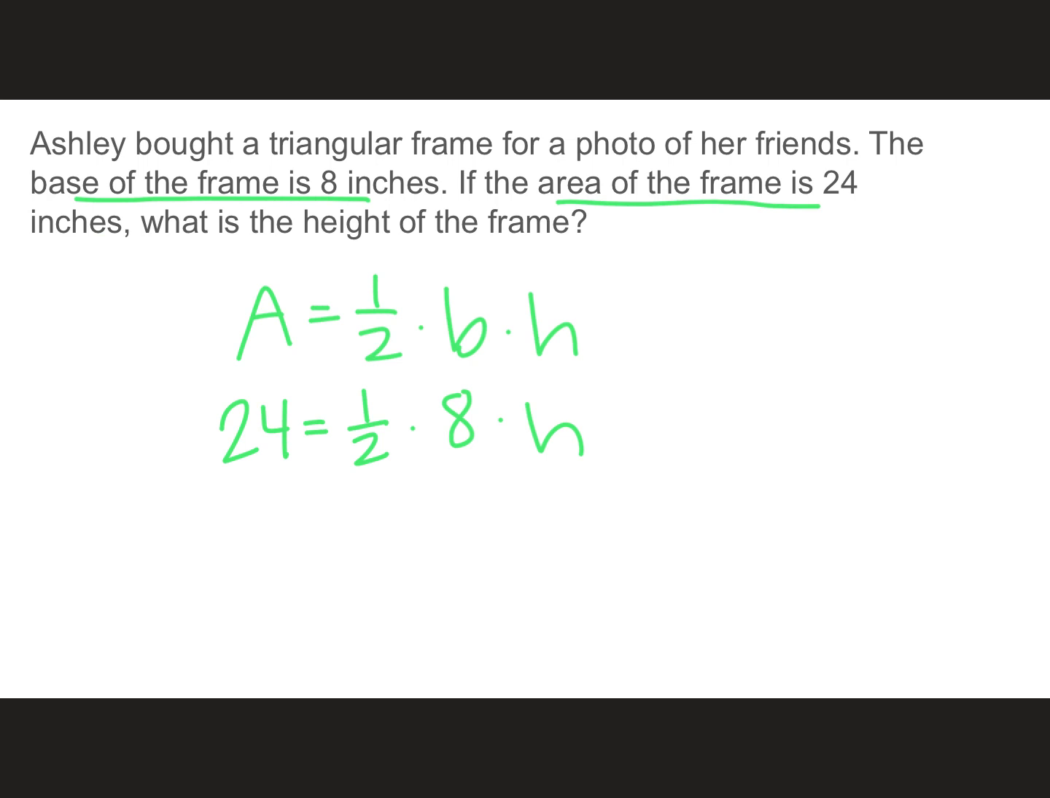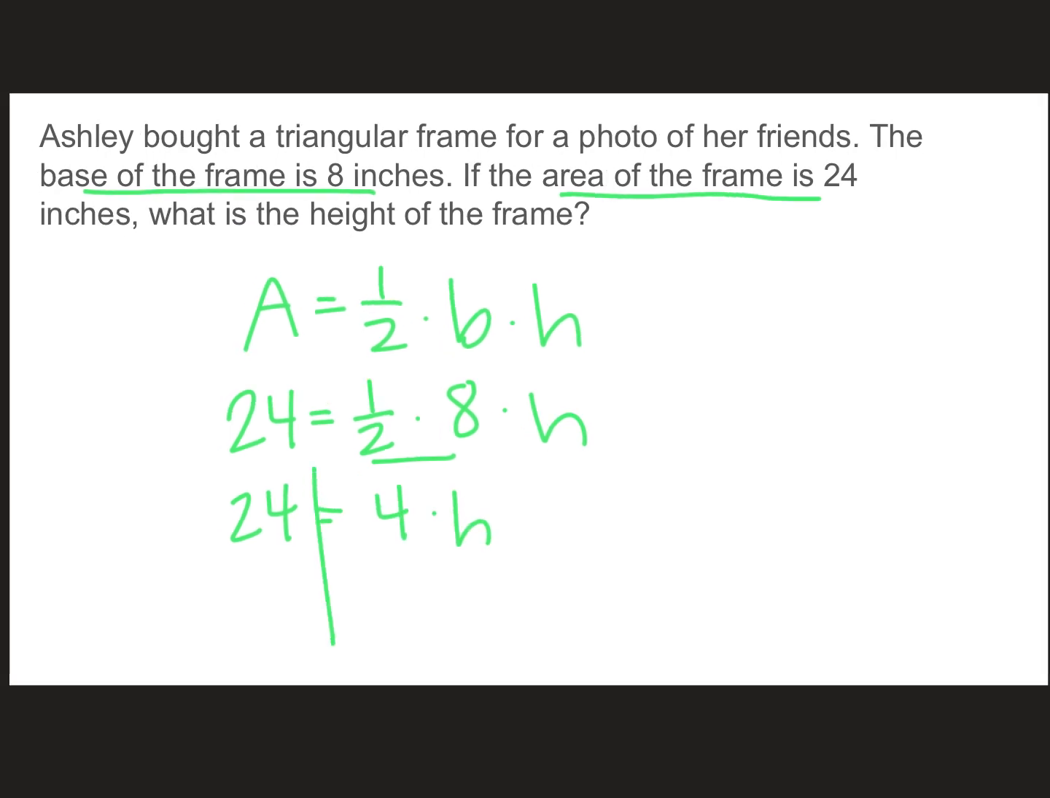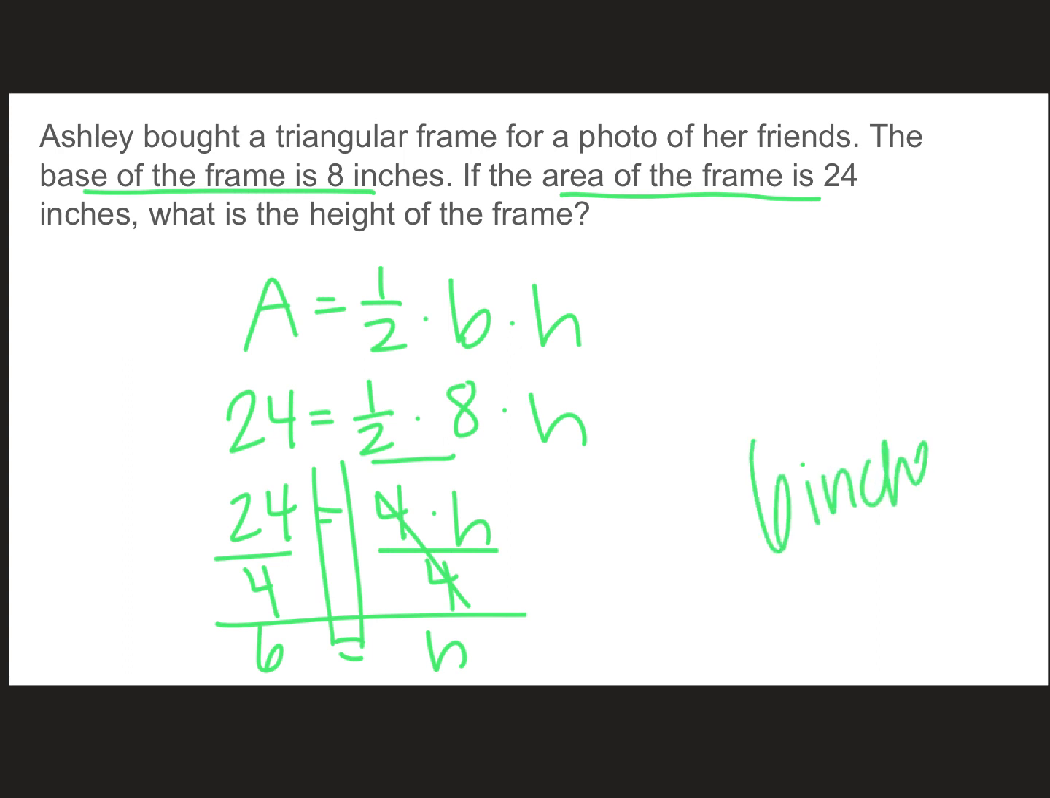And now I have an equation that I have to solve, where I'm trying to find the height. So to do that, I'm going to simplify, and I'm going to figure out this 1/2 times 8. Well, I know half of 8 is 4, so that's going to equal 4 times the height. And now I just have a one-step equation where I can do train tracks, divide both sides by the number that's with the variable, those cancel. H equals 24 divided by 4 is 6. So that means the height of the frame is 6 inches.